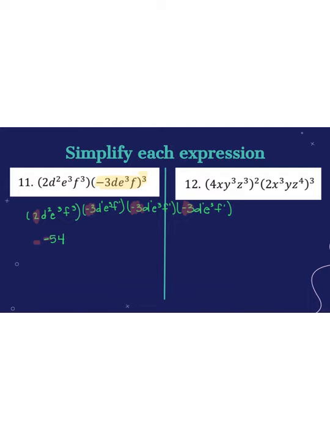Then I'm going to look at my next one, which is D. I have two D's right here, one D right here, one D right here, and one D right there. So I'm looking at my D's. I have D to the 5th.